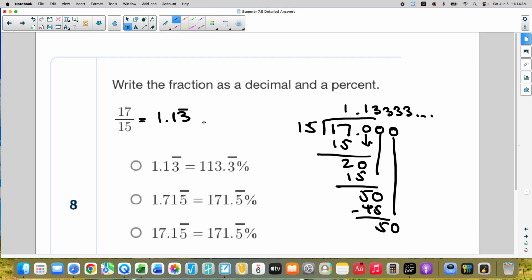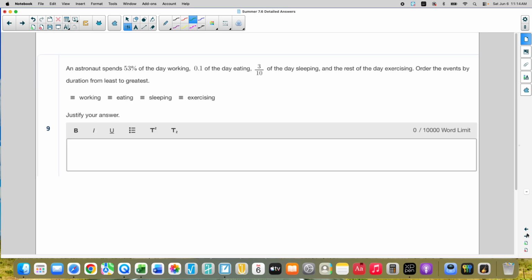If we make it a percent, we move it 2 places. So the decimal, or the percentage, would be that. So we want 1.13 and this one. So my answer is this. Good. Okay, I like that. That's the easiest way to tackle that.